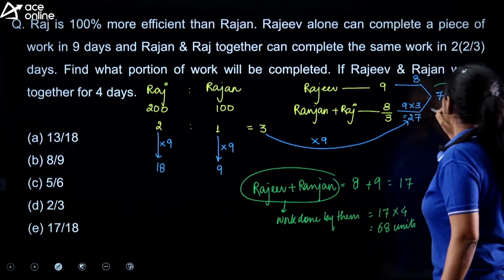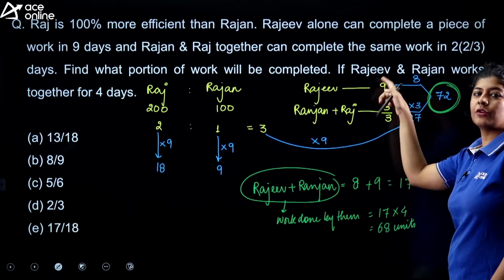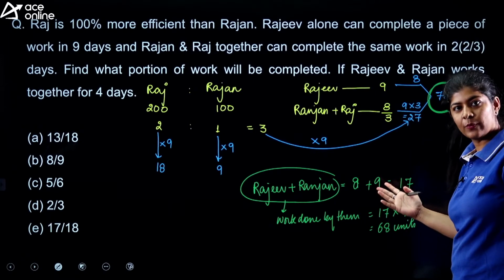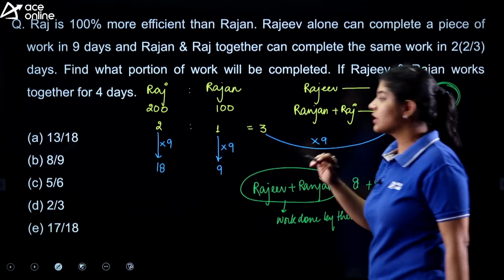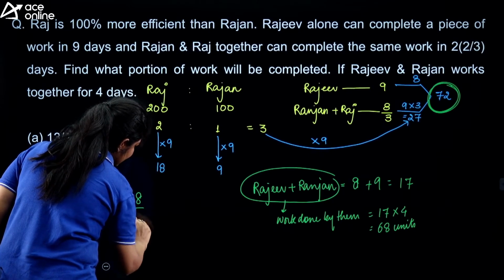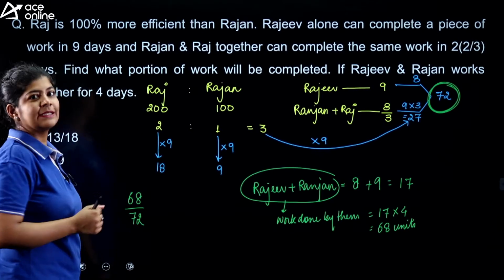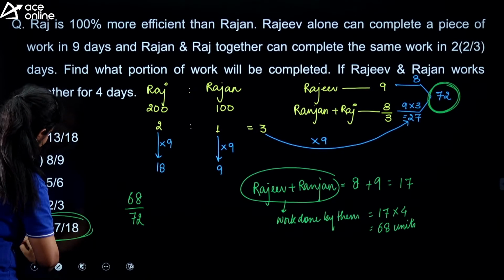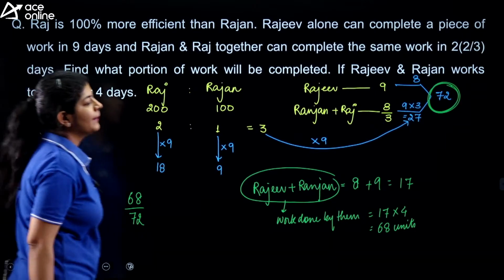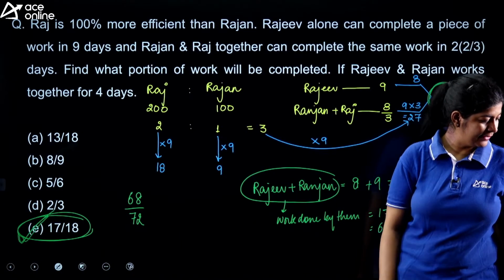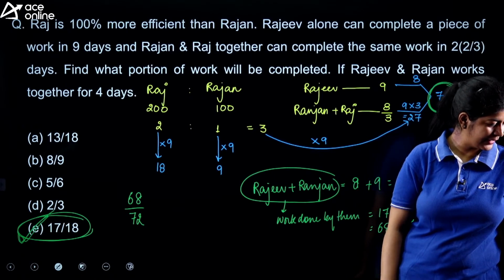So the total work that we have according to these values is the assumed work, and we are working on the assumed values only. So the portion is nothing but 68/72. When you cancel this out, you get 17/18. Option number E is the correct one. Option number E is the correct one, right?